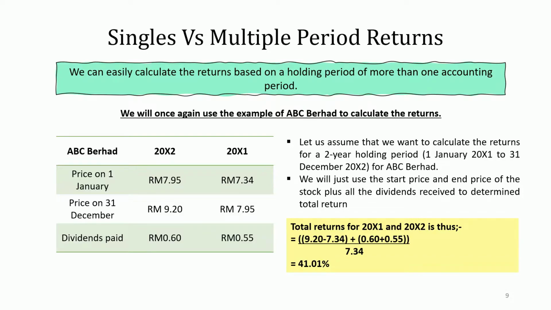We will just use the start price and end price of the stock, plus all the dividends received, to determine total return. Then divide the total return with the start price.